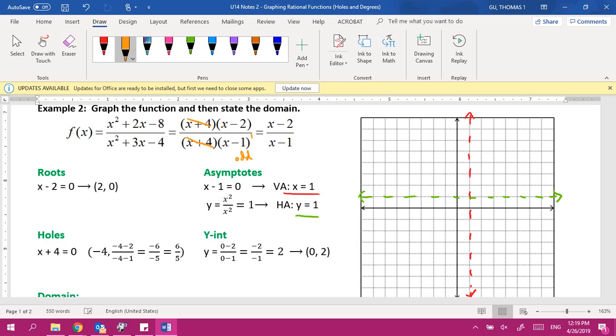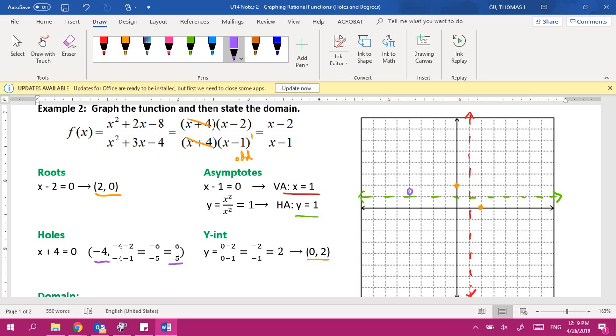Now, what are the 2 points they gave us? 2, 0, and 0, 2. That's right. And what's the one more thing that I need to graph before I draw my branches? The hole, right. Where's the hole? Negative 4, 6 over 5. Right. So that's going to be negative 4, and 6 over 5 is barely over 1, so like right there. Something like that.